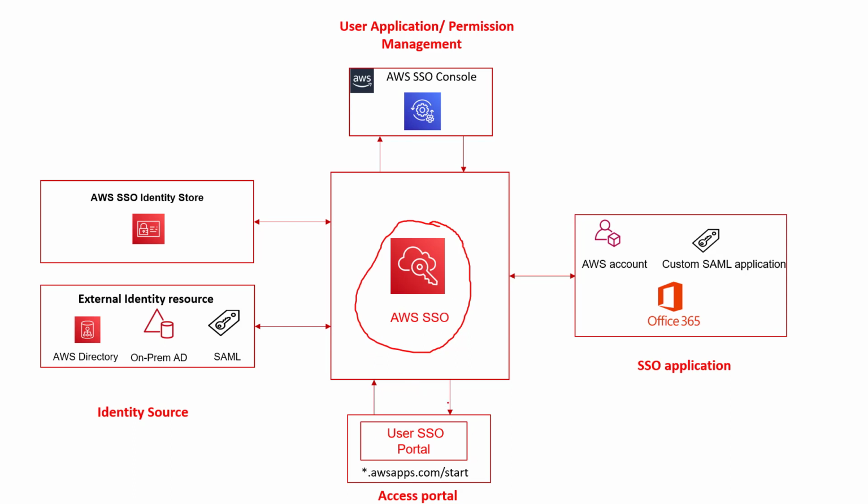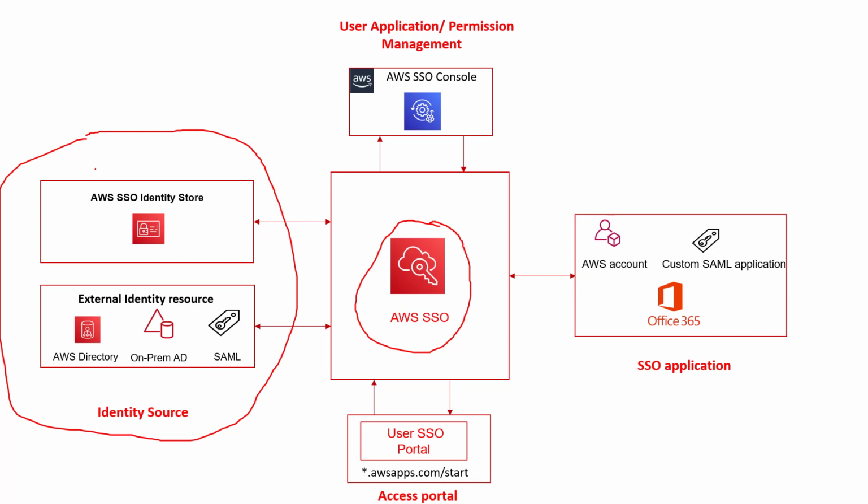Once you access this URL or this SSO, you can see all the applications which belong to the user. Now, when we're talking about login, where do we get the credentials? These are the identity sources. You can get the credentials from your AWS SSO identity store, or from your AWS directory, on-prem directory, or any SAML-based identity provider. From here you get the credentials and can access the SSO.